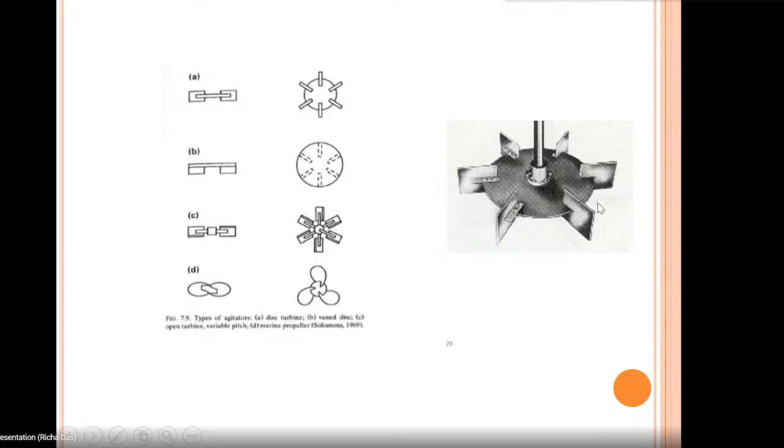The right image is how an actual fermenter looks like, and these are all the blades of the impeller, and these are the various types of the impeller. The first one is the disk turbine, then we have the vane disks, we have the open turbine, and then we have the propeller. Out of all these four, it is the first one, that is disk turbine, that is considered to be the most suitable one.